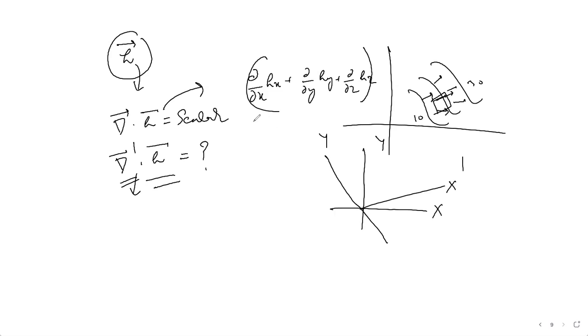Do you follow? How can I write this to this? Yes, sir. Okay, fine. So this is the way that you can combine two vector quantities.